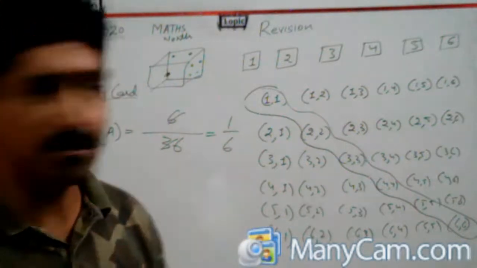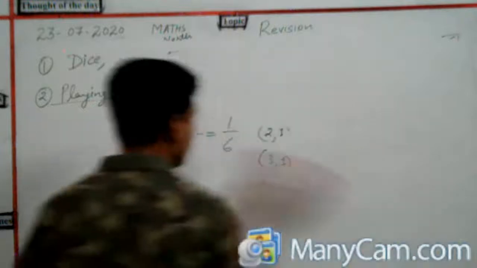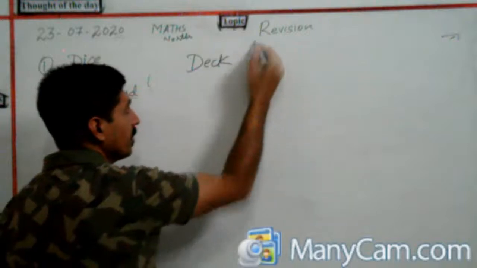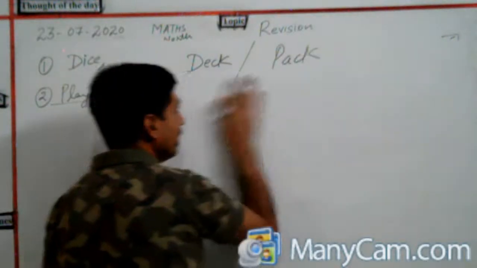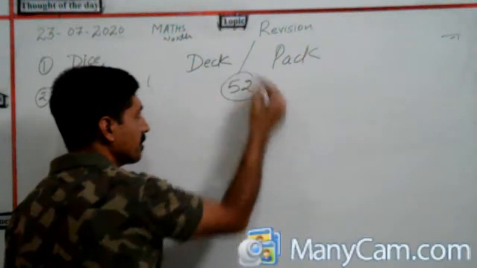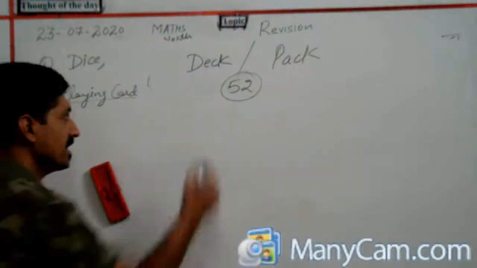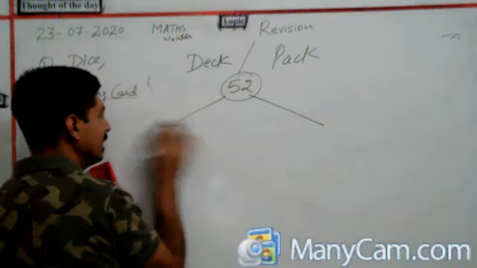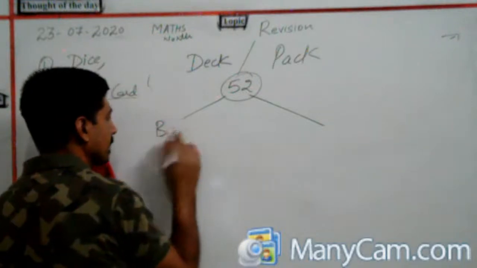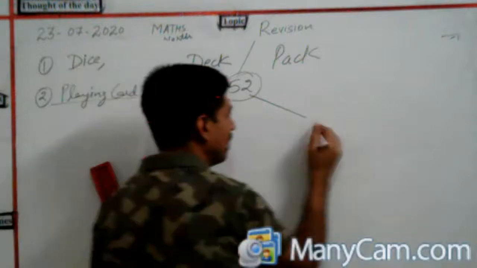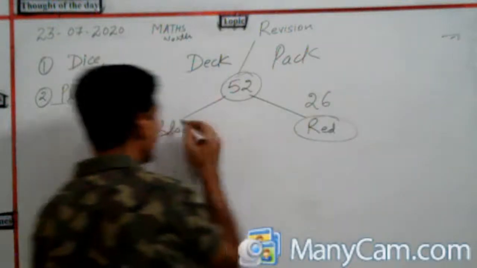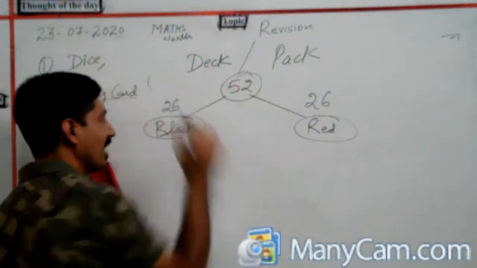Same is for playing cards. For playing cards, we say deck of cards or pack of cards. Every deck of cards consists of 52 cards. Among these 52 cards, half are of black color and half are of red color, meaning 26 are red and 26 are black.